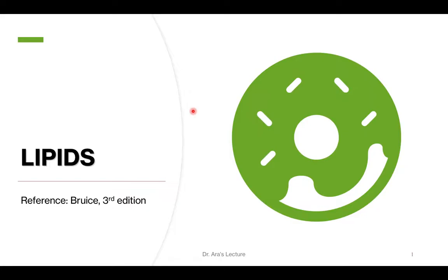Today we are going to discuss lipids. Here is the book reference, Bruice, 3rd edition.